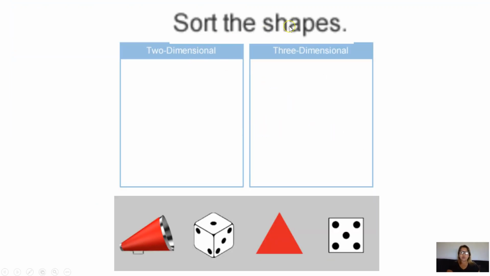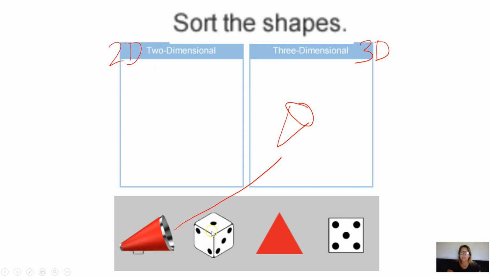So now we are going to sort the shapes. We are going to put the two-dimensional shapes on this side, and we're going to put the three-dimensional shapes on this side. Okay, the first shape that we have is a megaphone. It's shaped like a cone. So we know that a cone is a 3D shape. Therefore, this is going to go here, and I can actually draw it for you. Remember, three-dimensional means 3D. Two-dimensional means 2D.